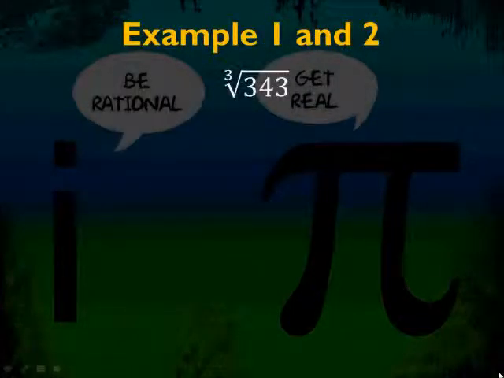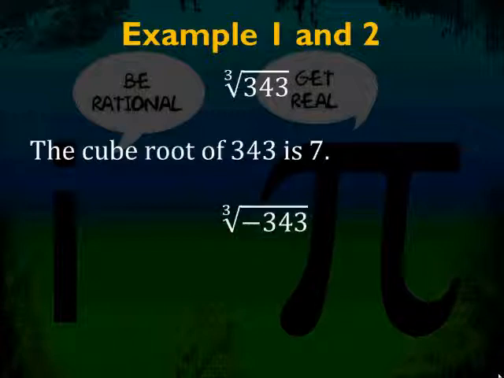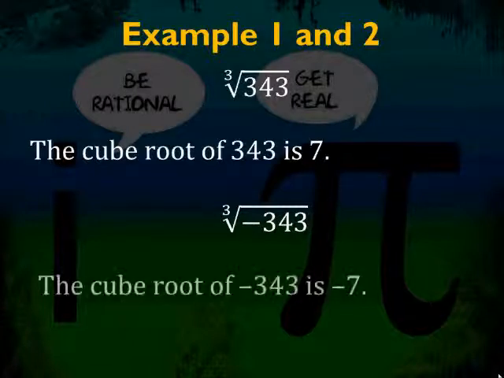So let's take a look at numbers 1 and 2. The first example is the cube root of 343. There is only one number where if you take the cube root of 343, you get that number. So you plug that into your calculator, you get the cube root of 343 is 7. If you have negative 343, the cube root of negative 343 is negative 7.